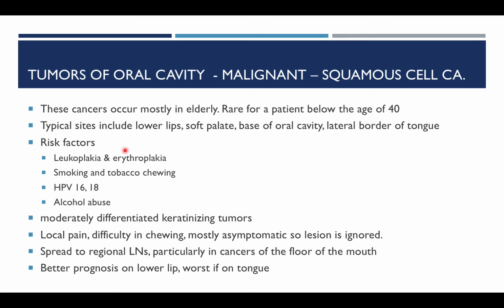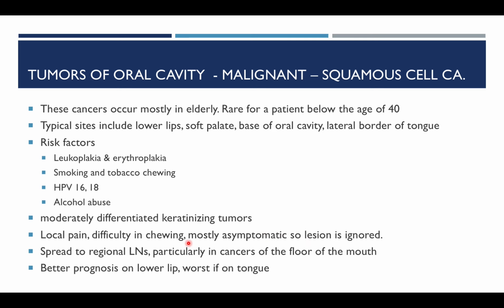Erythroplakia is essentially the same as leukoplakia. However, there is no keratinization, so they aren't white. They appear as red. Other risk factors for squamous cell carcinoma are smoking and chewing of tobacco, HPV virus, and alcohol abuse. So these tumors are moderately differentiated keratinizing tumors, and they present as local pain, dysphagia. But other than these two findings, they're mostly asymptomatic.